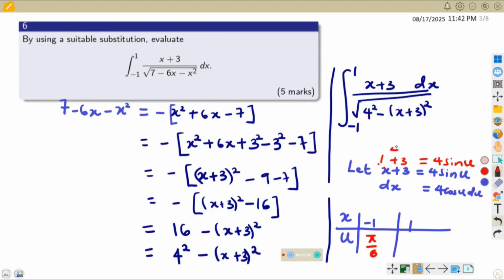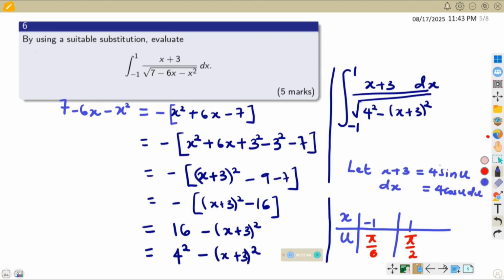So 1 plus 3 will give us 4 is equal to 4 sine u. Make u the subject, u will be equal to the sine inverse of 1, which will give us 90 degrees. And 90 degrees in radians is the same as having pi divided by 2. So we have now changed the limits from those of x to now the limits of u. Instead of having -1, we are having pi over 6, and instead of having 1, we are having pi divided by 2.